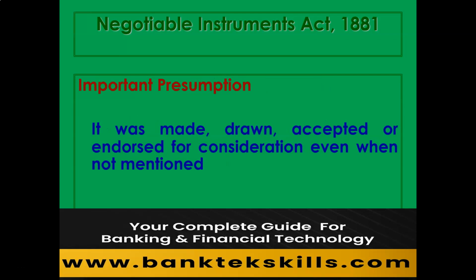The important presumption is that it was made, drawn, accepted and endorsed for consideration even when not mentioned. So consideration means there should be some consideration. Suppose I am issuing a check to a person, I should owe a certain money to that person, or I am doing some business. If I am making a payment as a buyer, I have purchased certain goods from the seller. So there has to be a certain consideration, like a demand promissory note. I have taken a loan from the bank, so I sign a demand promissory note in lieu of that also, right? So it is assumed that even if it is not mentioned, some consideration is there.